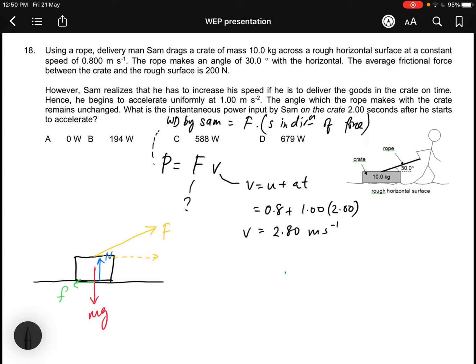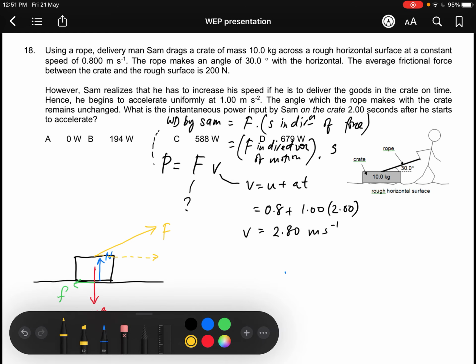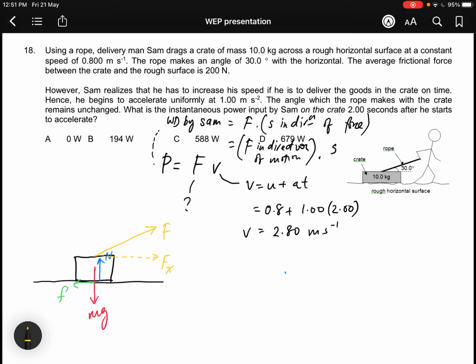Or force in the direction of the motion times the distance. So in this case, we actually need to just consider the horizontal component of Sam's pulling force rather than the whole thing if we want to substitute into this equation. So P equals F in the x direction times V.